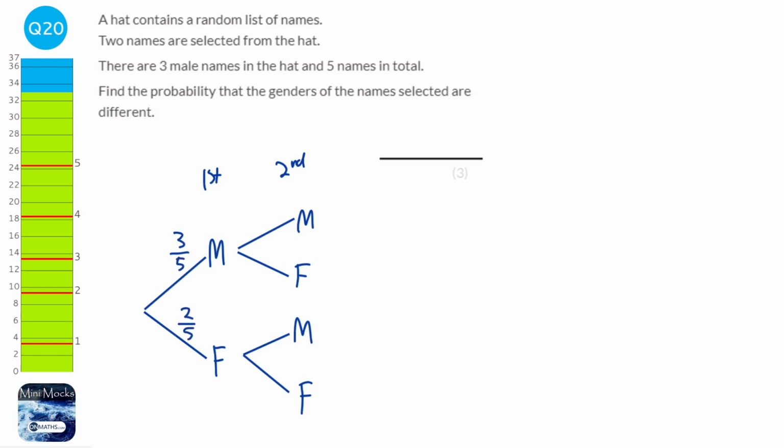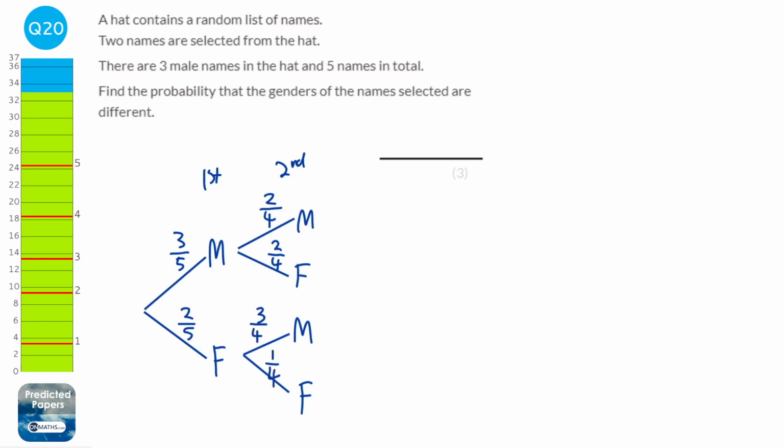Now, if we've picked a male name already, there'll be 2 left and 4 left in total. If we haven't picked a female, there's still 2 females, but there's 4 left in total. If we picked a female, there'd still be 3 males and only 4 left in total, but there'd only be 1 female name left and 4 left in total.